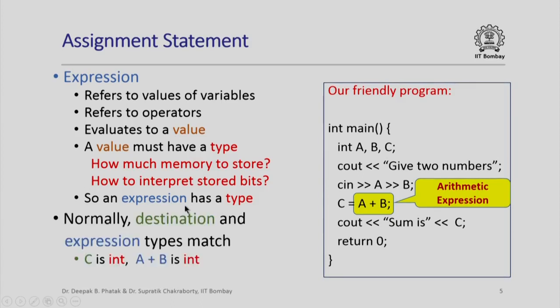Now, normally the destination of an assignment statement, for example C here, and the type of the expression on the right hand side of the equal sign will match. For example, here we have the type of C as int, and the type of the expression A plus B, as we will shortly see, will also be int. So, normally these two types are going to match, the type of the assignment and the type of the expression.